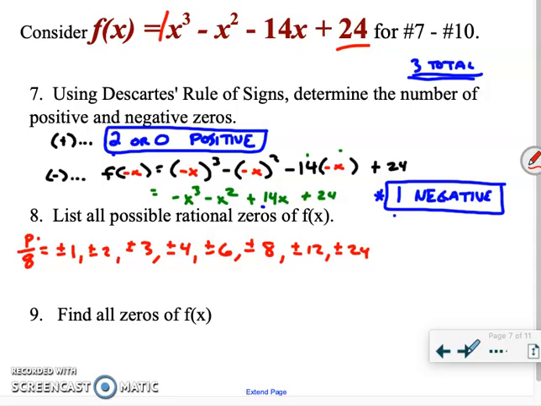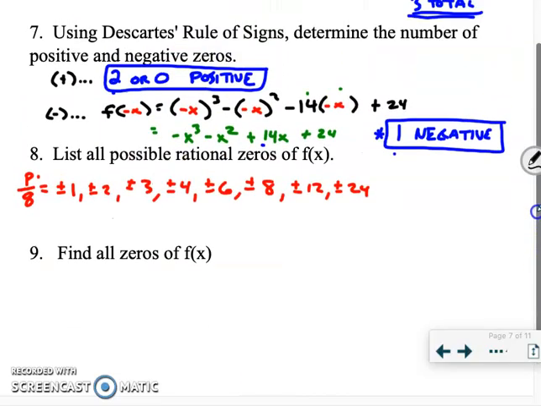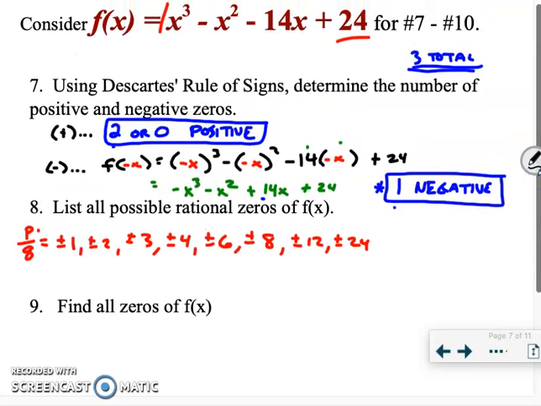If this is my list, realize that we started with an infinite number of possibilities, and then we narrowed it down to a much more manageable list of about 16 here. So now at number 9, when we want to actually find the zeros, we have a much better chance at doing so. We're going to give this a shot using synthetic division. I'm going to set this up with my coefficients of 1, negative 1, negative 14, and positive 24.